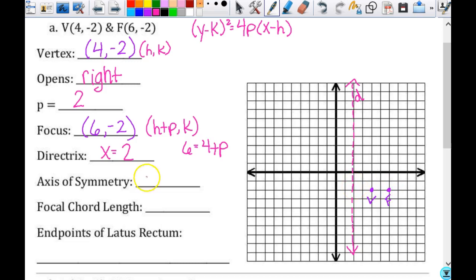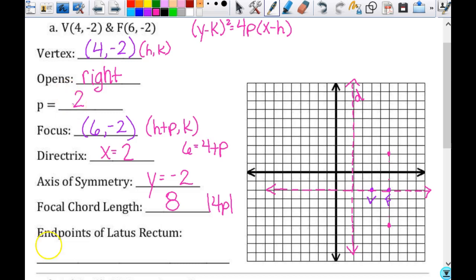Axis of symmetry has to be a y equals line, and y would equal what? Negative 2, because it's just the k value of the vertex. Okay. Then the focal chord length is what? It's the absolute value of 4p, so it's 8, which means I can go and plot those points. From the focus, I go 1, 2, 3, 4 this way, and 1, 2, 3, 4 this way. So I can just take the focus, the y value is what's changing, okay? It's either plus or minus 2p.